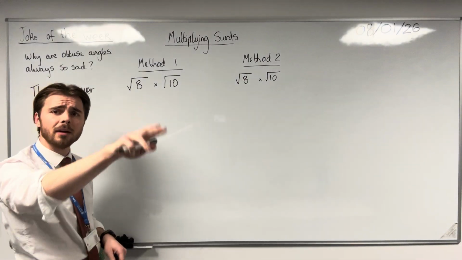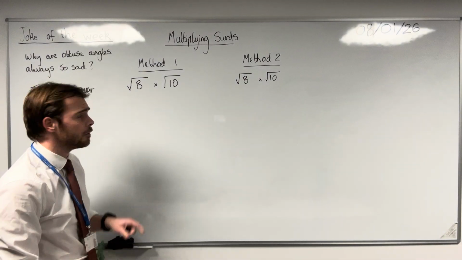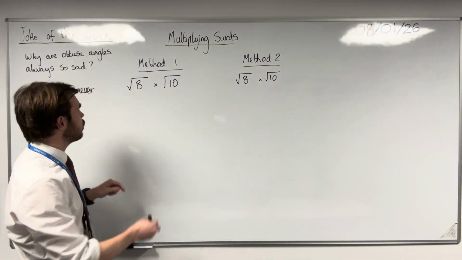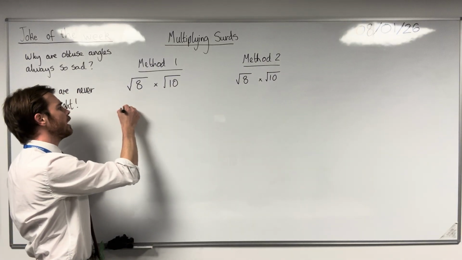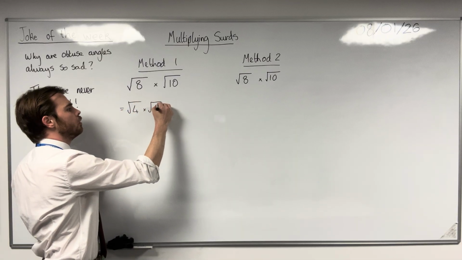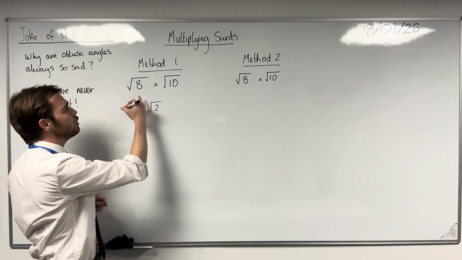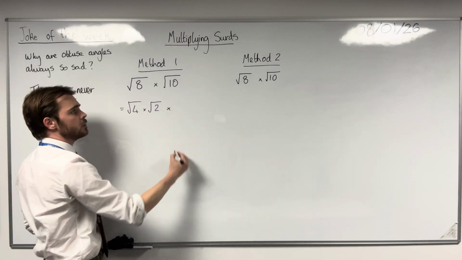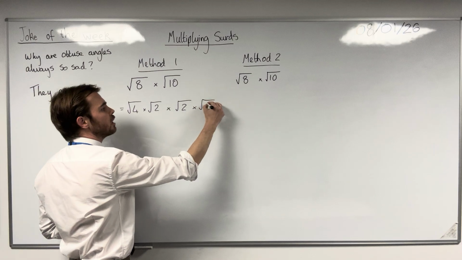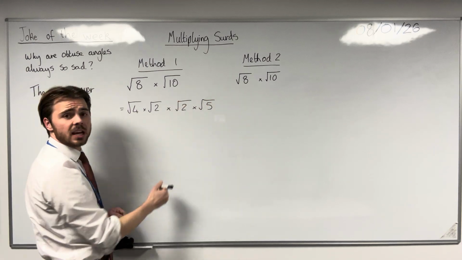I'm going to show you two methods for how to multiply surds together. Method one is my favourite. Method two is going to be your backup. So, method one, we're going to break down the surds into root 4 and root 2, which is what root 8 will become. That is being multiplied by root 2 and root 5, which is what root 10 is made of.